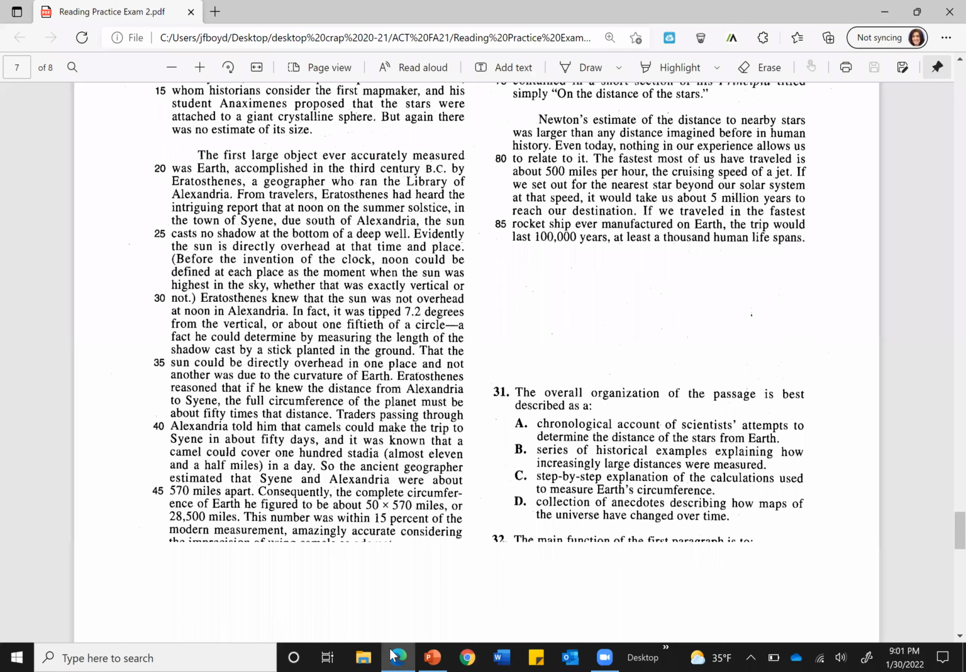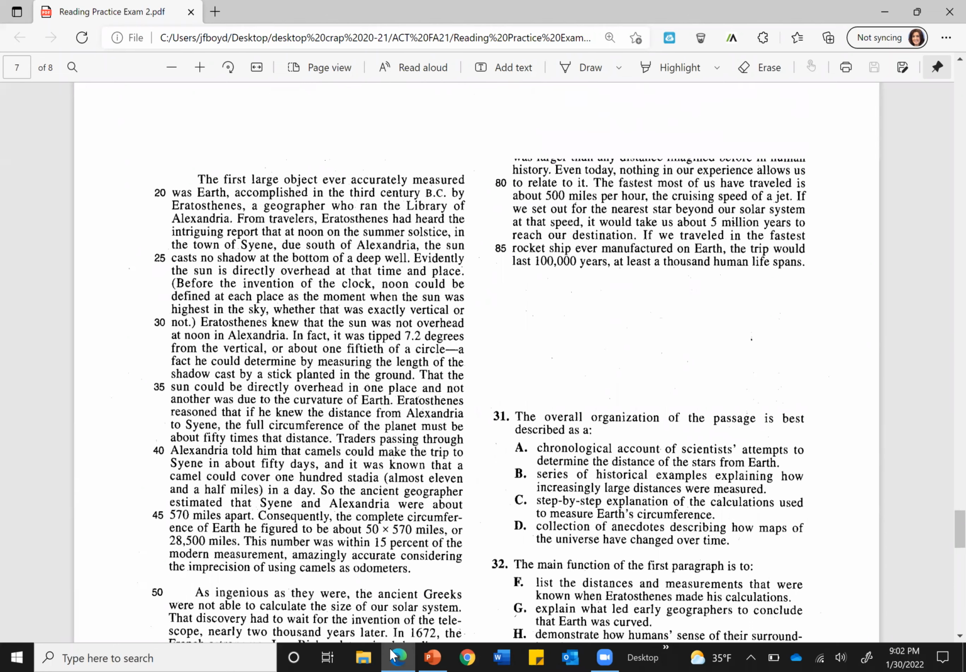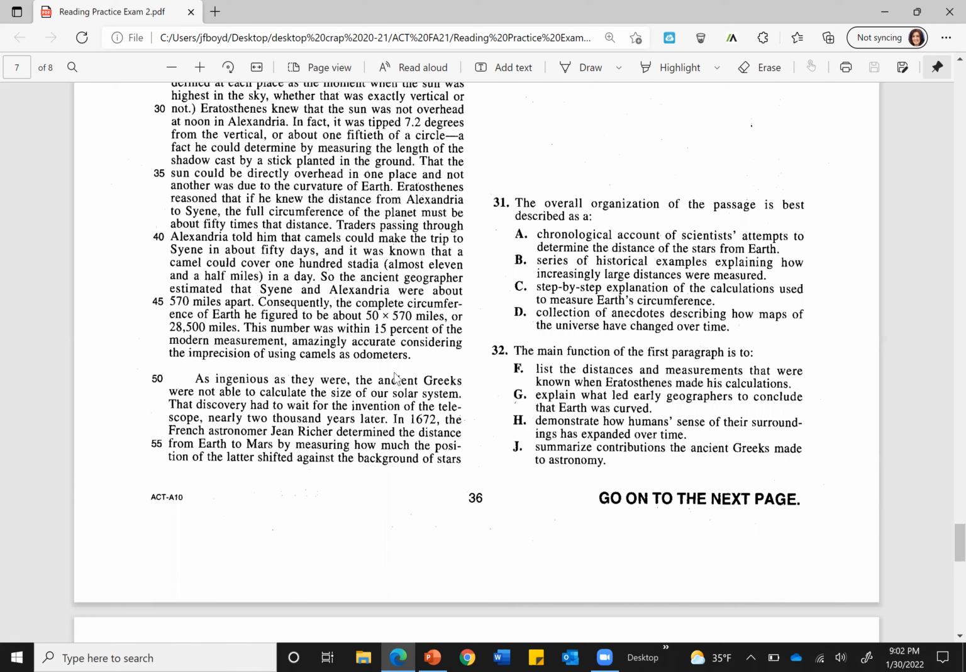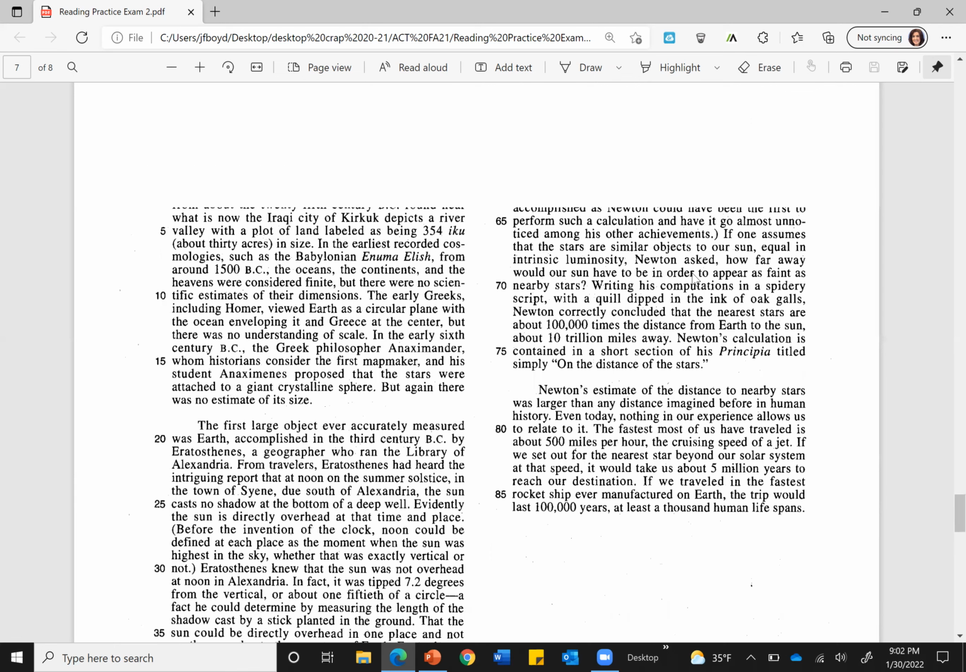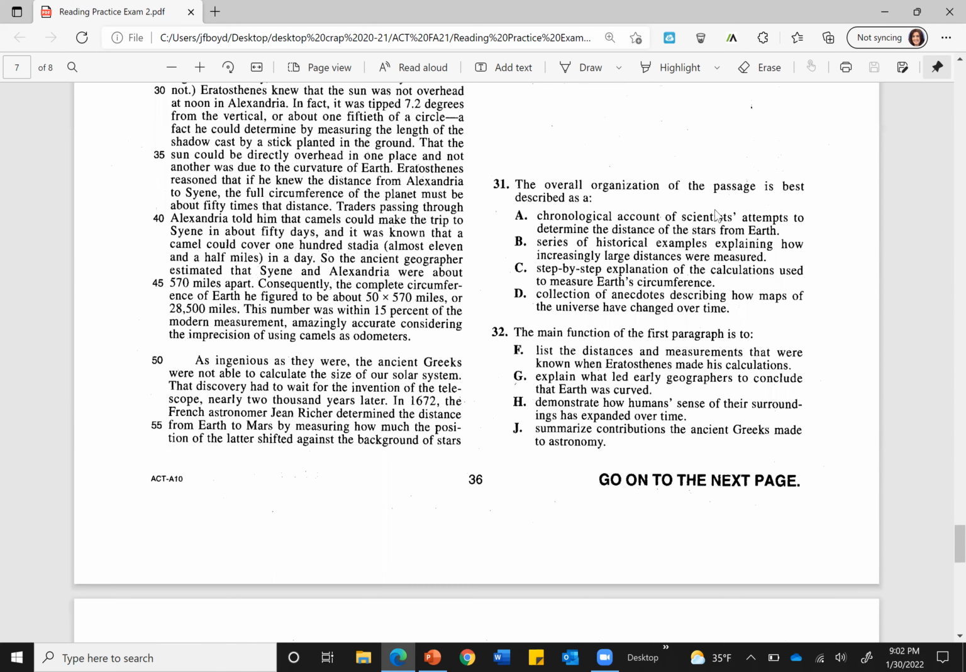Number 31, the overall organization of the passage is best described as, the correct answer is B, a series of historical examples explaining how increasingly large distances were measured. At the very start of this, we're talking about measuring Earth, then we go on to talking about measuring the solar system, and finally, we're talking about measuring how close we are to the nearest stars. That qualifies as, of course, increasingly large distances.